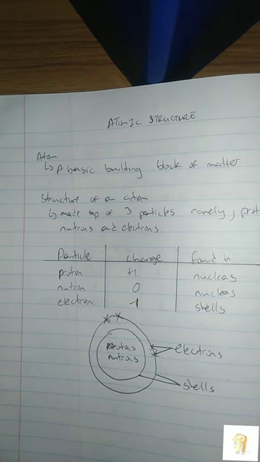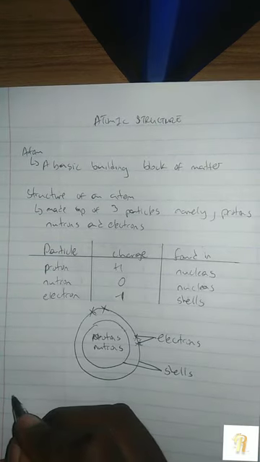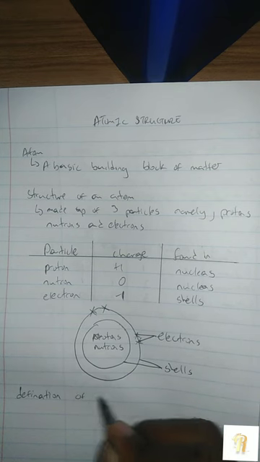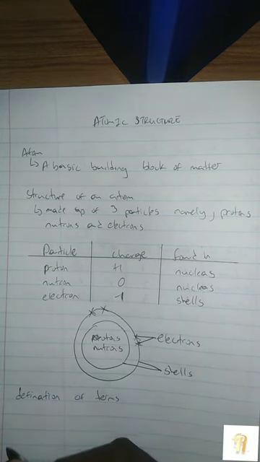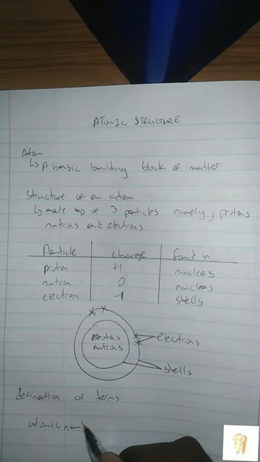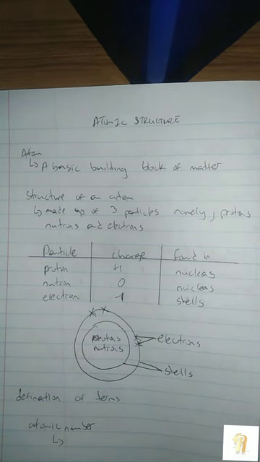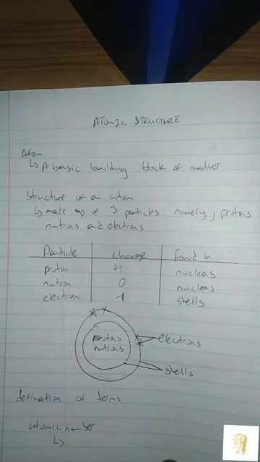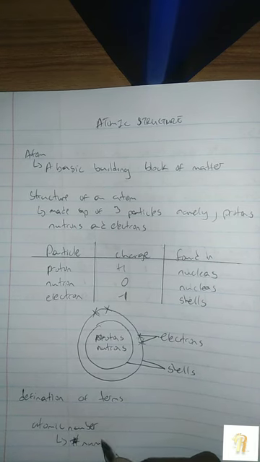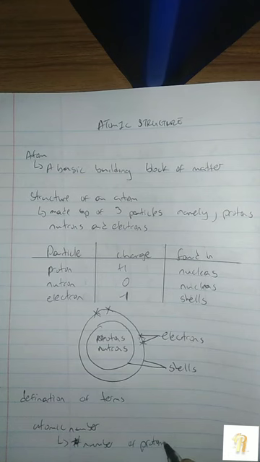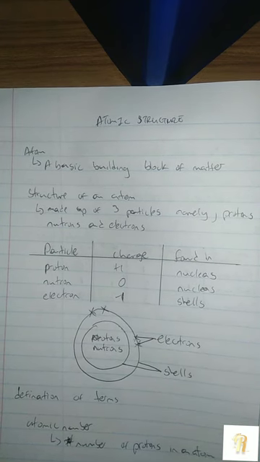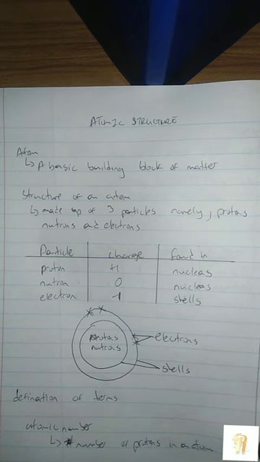So let's move on to definition of terms. Let's define a few terms. We have atomic number. What is atomic number? We can say atomic number is the number of protons in an atom. That is what we call atomic number.